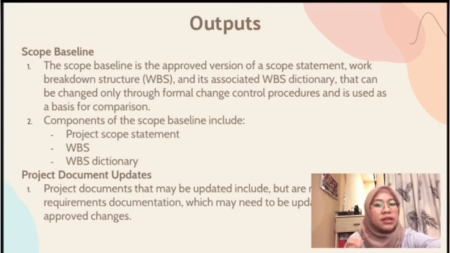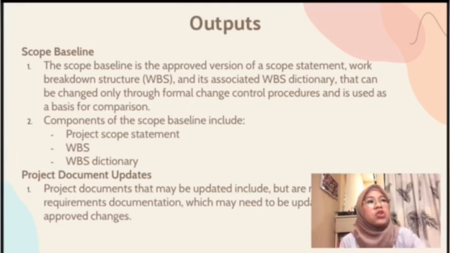Information in the WBS Dictionary may include, but is not limited to, code of account identifier, description of work, assumptions and constraints, responsible organization, schedule, milestones, associated schedule activities, resources required, cost estimates, quality requirements, acceptance criteria, technical references, and agreement information.